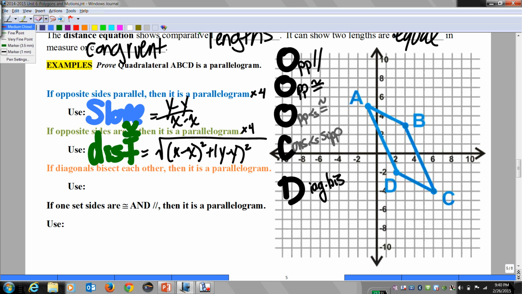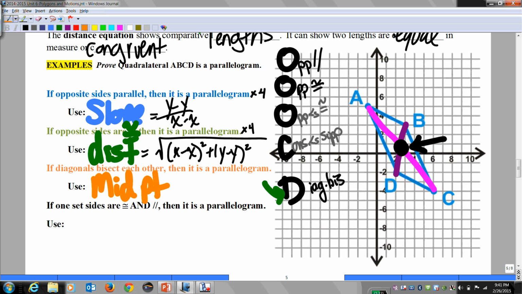Or I could prove this last one, diagonals bisect each other. So the diagonals AC and BD, to show that they bisect, I'd have to show that that point right there is a midpoint going both ways, and I would have to use the midpoint equation. Which is: add the x's, divide by 2, add the y's, divide by 2.